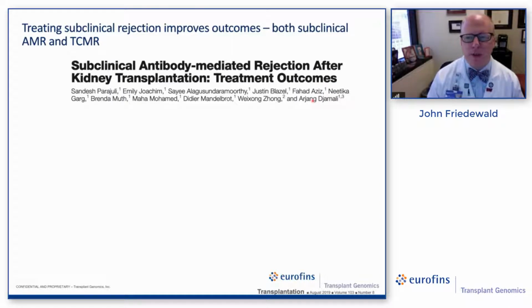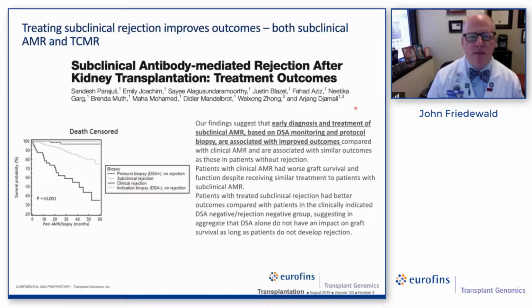And this is one paper from the group at University of Wisconsin showing treating subclinical antibody-mediated rejection improved outcomes. In this study, they were looking at just donor-specific antibody development and doing biopsies based on that biomarker. And what they again found is if you treat early, the outcomes for those early treated patients are very similar to those that did not have any rejection at all.